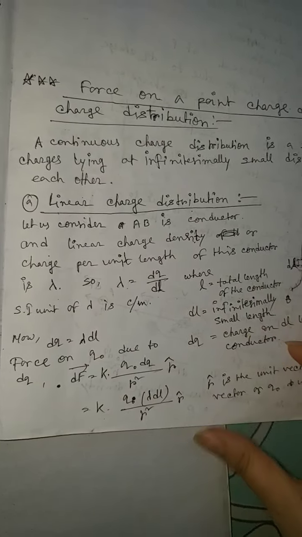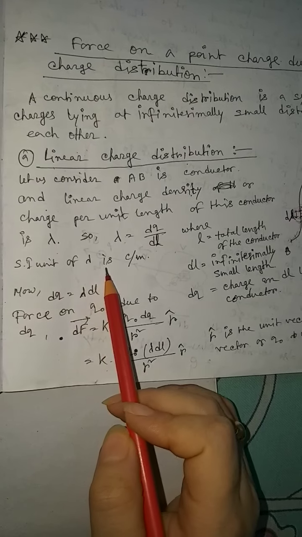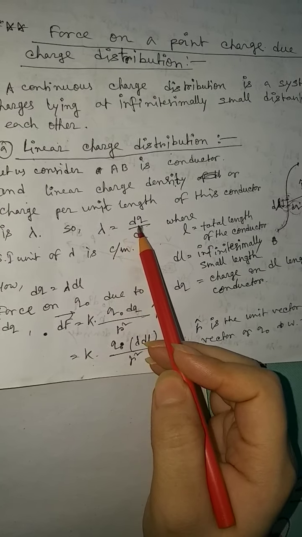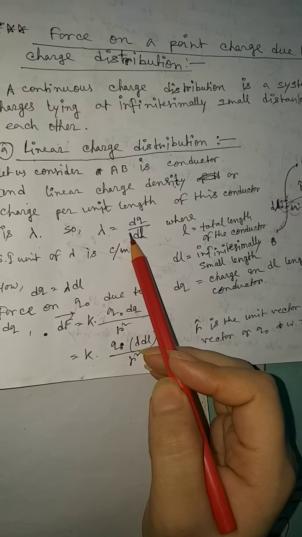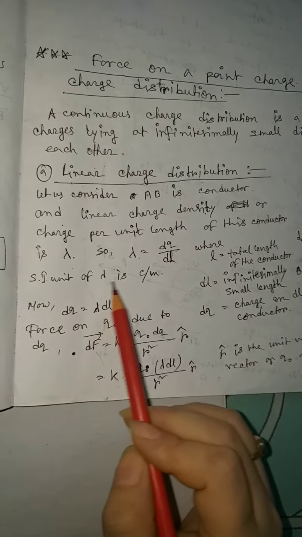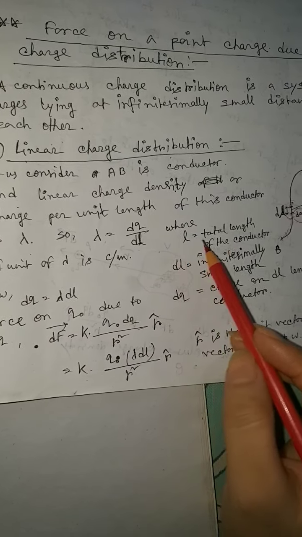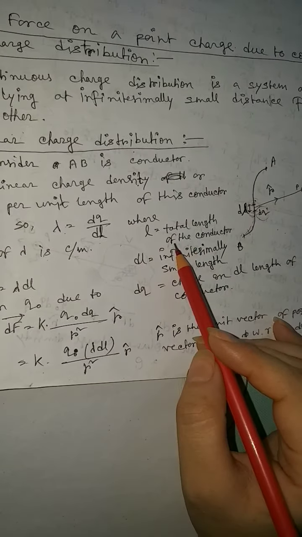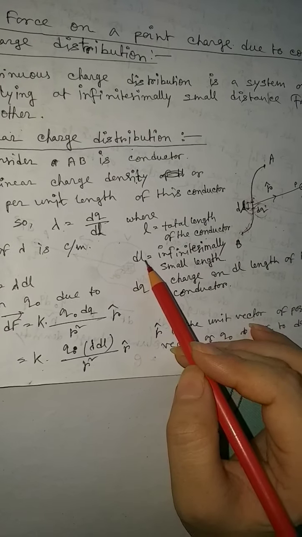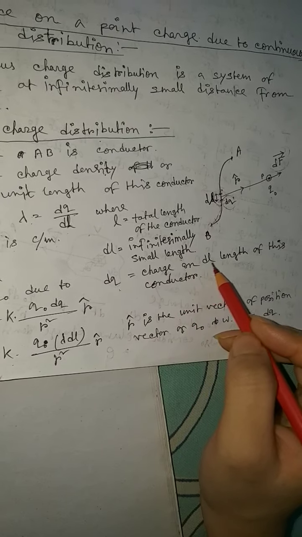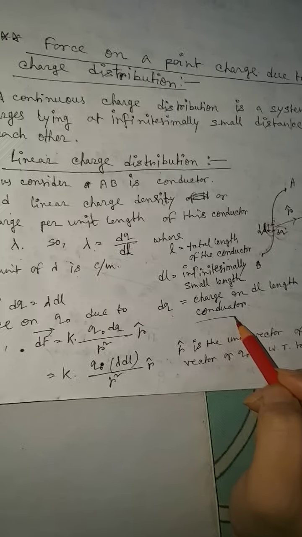Here the SI unit of lambda is coulomb per meter, because the unit of charge is coulomb and the unit of length is meter. Clear? Here L is the total length of the conductor and dl is the infinitesimally small length, and dq is the charge on dl length of this conductor. Clear?